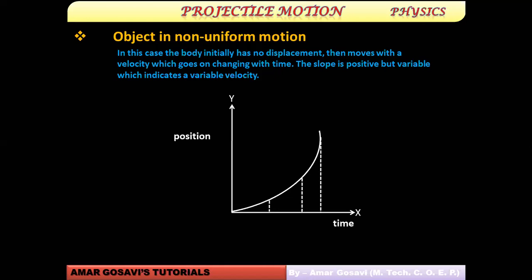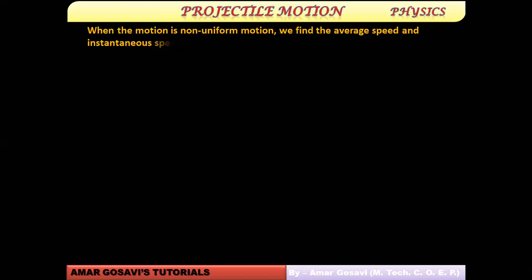Let's quickly move ahead towards the next part. An important question to be thought over: when the motion is non-uniform, how do we work out the speed? There are two types of speed which we will be working out: average and instantaneous.